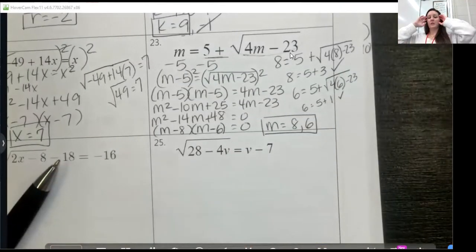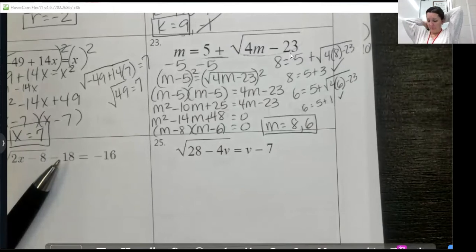I mean, it seems like there's a pattern if it's a negative number. Sometimes the negative numbers aren't working, but just really depends. You got to plug it back in. All right, the next one, number 24.